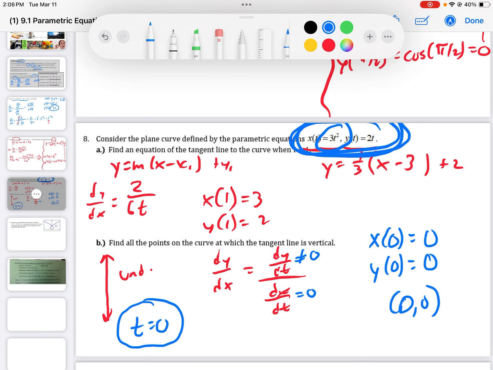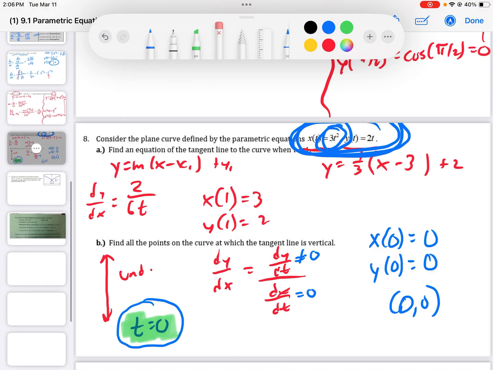So that's the point where the tangent line is vertical. Now, if I solve this out and instead of time t equals 0, I got time t equals 1, I would plug in 1 and I would say, okay, that's going to be 3, 2. That's where the tangent line would be vertical. A little bit different here, though.